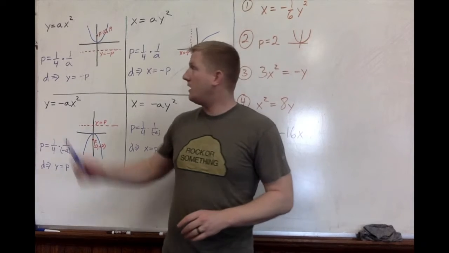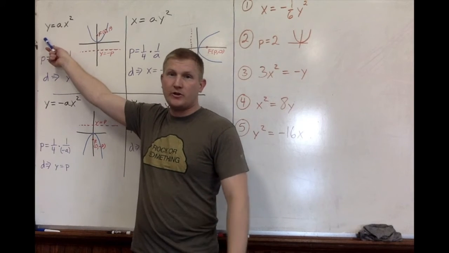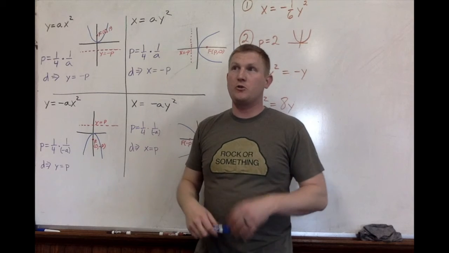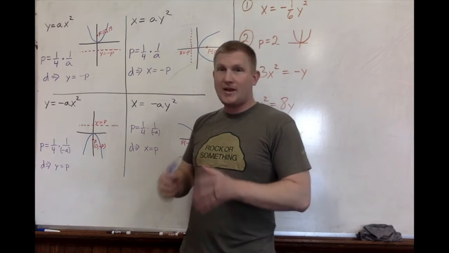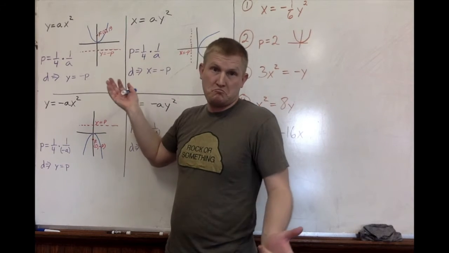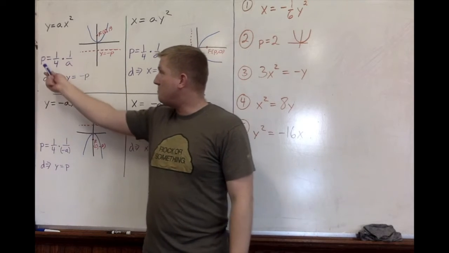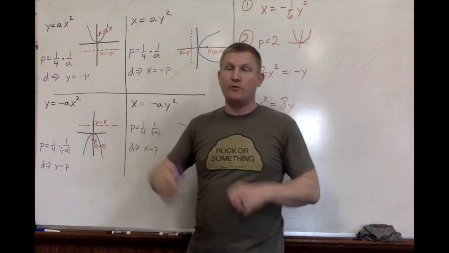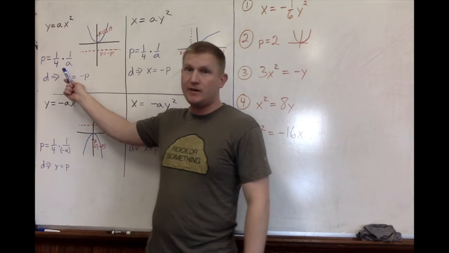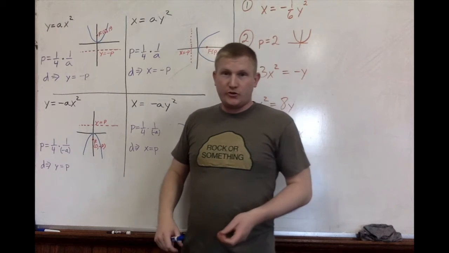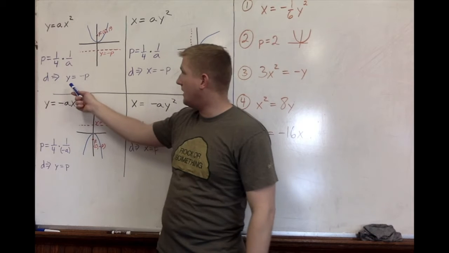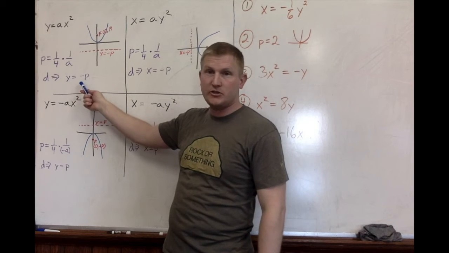So the very first one, right up here, is the standard y equals ax squared, where a is a positive number, a number greater than 0. If that's the case, it's going to open up. That's what we've seen so far. And p, the distance from the vertex to the focus, is going to be 1/4 times the reciprocal of a. And then if we want to find the directrix, once we find our distance p, y is going to equal just negative p.